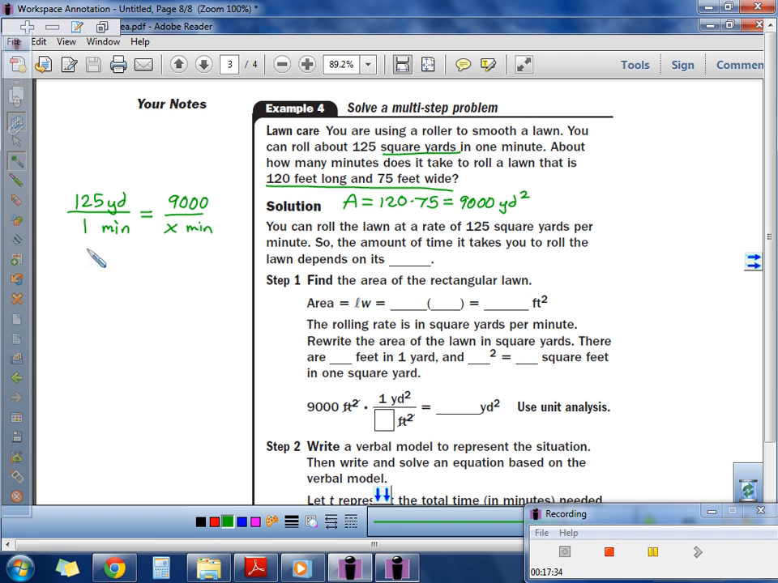9,000 times 1 is just 9,000. It's good to have the yards as well. 125 times x is just 125x. Divide by 125 on each side. And we get that unknown is 72. So what does that mean when I write 72 here? X is 72. That's our number of minutes. It will take us 72 minutes to mow 9,000 square yards. It's pretty good.